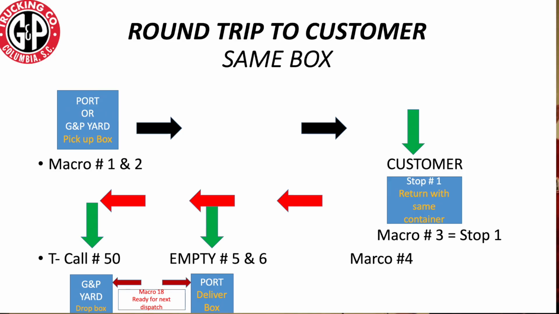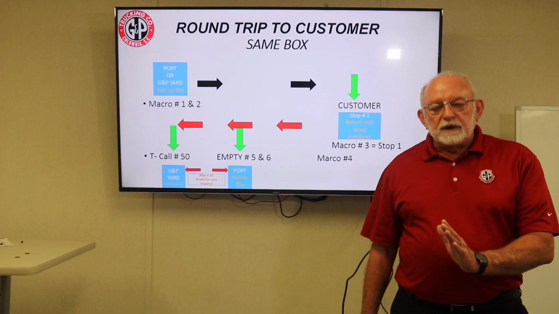Now this is a round trip to a customer and you're using the same box. So if you're on the port or if you're on the GMP yard, you'll do a macro 1, which is arrival shipper, and then a macro 2, which is your loaded call. You get to the customer. When you get to the customer, you're going to do a macro 3.